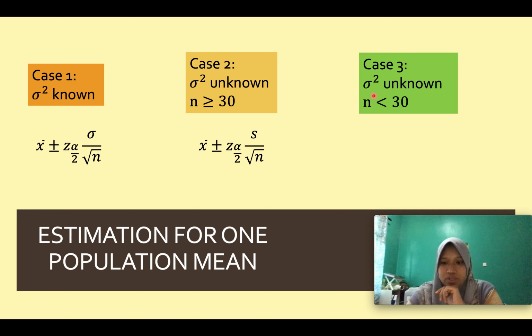Okay, case number 3. Sigma square is unknown, or the population variance is unknown, so you just have the information on the sample, and the sample size is small, which is less than 30. So the formula is given by x bar plus minus t alpha over 2, n minus 1, times s over square root n. So here we do not know the population variance or population standard deviation. We just have the information on the sample, and the sample size is small, which is less than 30. So you should use this formula.